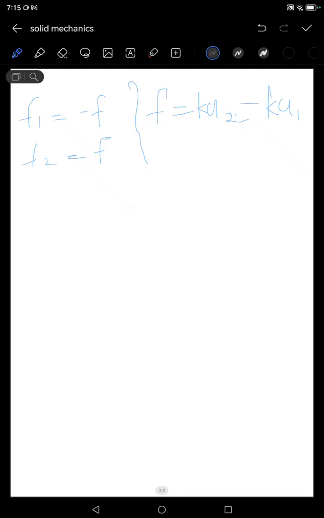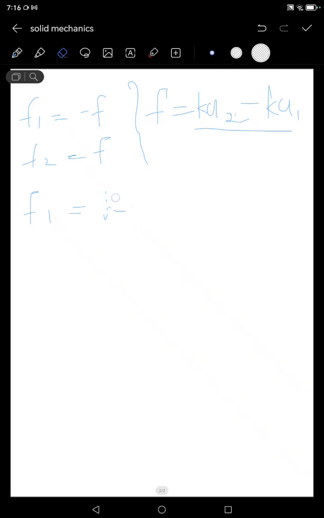Minus u2, like this. And then now we have F1. Our F1 is equal to negative F, and our F2 is equal to the positive F, okay. Which means we're going to have F1 as negative. Remember, our F is this one: it's KU2 minus KU1.